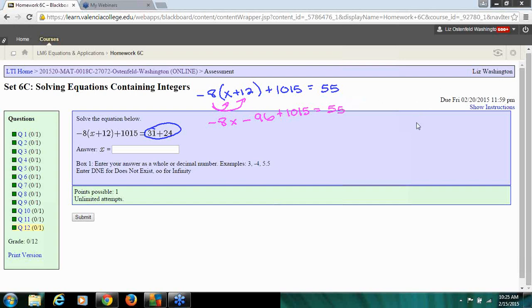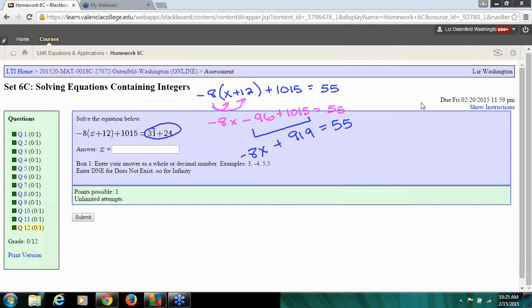On the left hand side, I can see that I have some like terms here, which again I want to combine. And again, 96 and 1015 do not have the same sign, so I am going to subtract them and take the sign of the highest number. So when I subtract these, I get 919. Since the highest number is positive, it's going to be a positive 919. I bring down the negative 8x, the equals, and the 55.